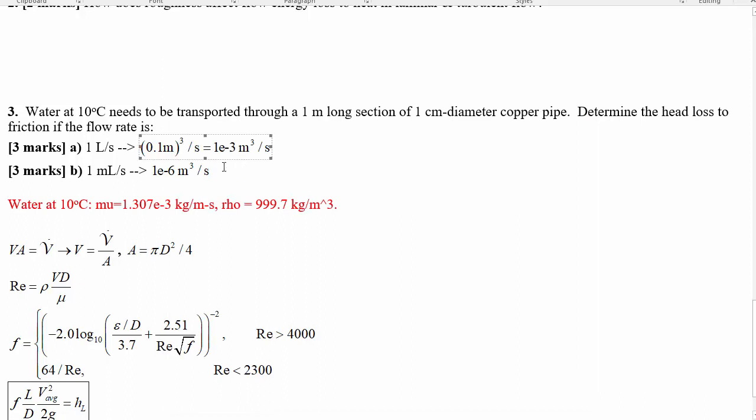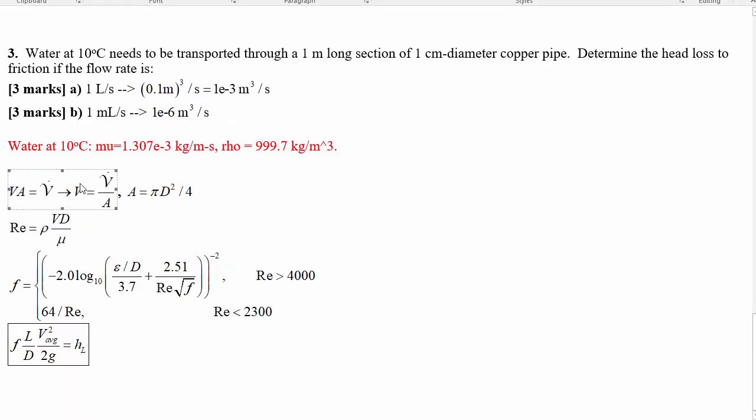So check, this one is 1,000 times bigger than that. 1 liter is 1,000 milliliters, so we're good to go. Okay, so that is how we could figure out what the velocity is. We take those velocities and the corresponding diameter to substitute into here to figure out the Reynolds number. Then based on the Reynolds number, we calculate the friction factor, and based on the friction factor, we can sub all that stuff into this equation to figure out what the head loss is.